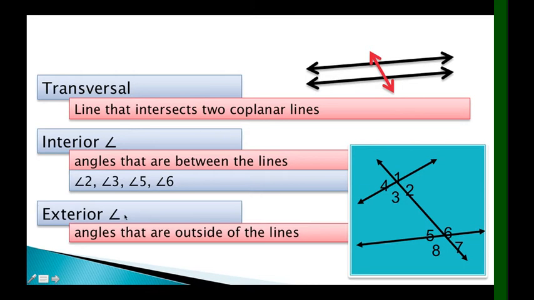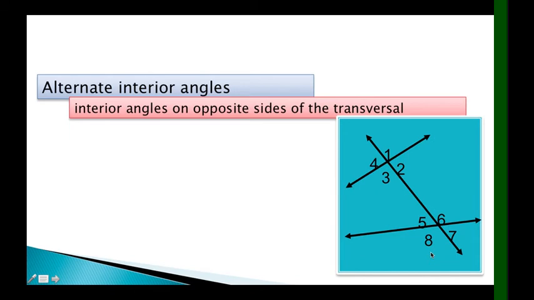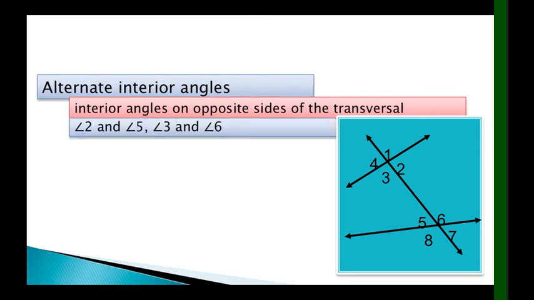Exterior angles are angles that are outside the lines. So ano ba yung mga angles na nakikita nyo dito sa figures? We have angle 1, angle 4, angle 7, and angle 8. On the other hand, we have what we call the alternate interior angles: interior angles on opposite sides of the transversal. We have angle 3 and angle 6 are alternate interior angles. Angle 2 and angle 5 are alternate interior angles.